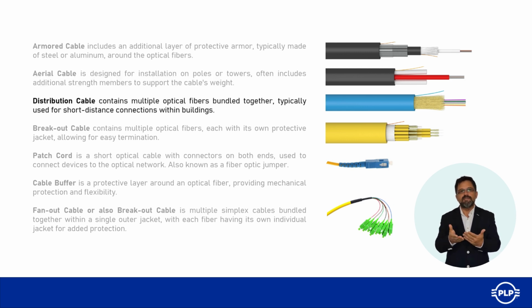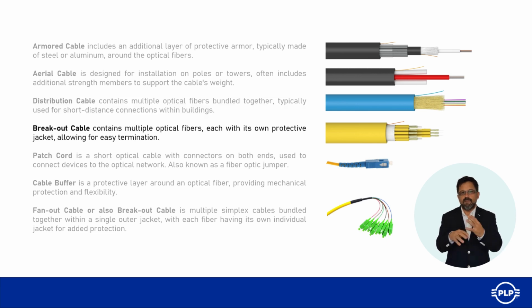A distribution cable is easy to install and manage, suitable for indoor applications. A breakout cable provides strong protection for each fiber thanks to individual jacketing. It's durable, easy to handle and install, and flexible enough for tight or demanding environments. Thanks to its resistance to moisture, temperature changes, and wear, it's ideal for data centers, telecom networks, and industrial use.